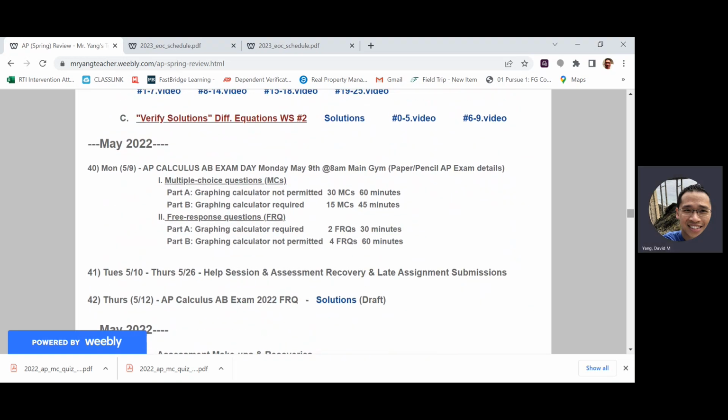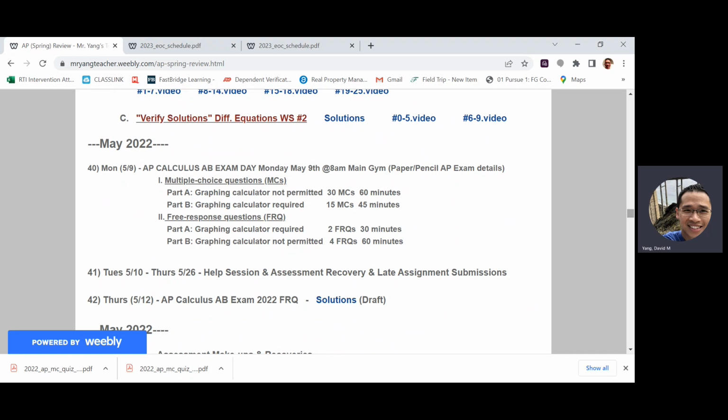I will go over more details about your AP exam. I have a handout with all the details about the AP exam. But this is what the AP exam will look like. You're going to start off with the multiple choice test portion, and on the AP exam, the first part is a non-calculator portion, a multiple choice section, and that's 30 multiple choice questions. You have 60 minutes, so you got to move pretty quick. About 2 minutes per problem.